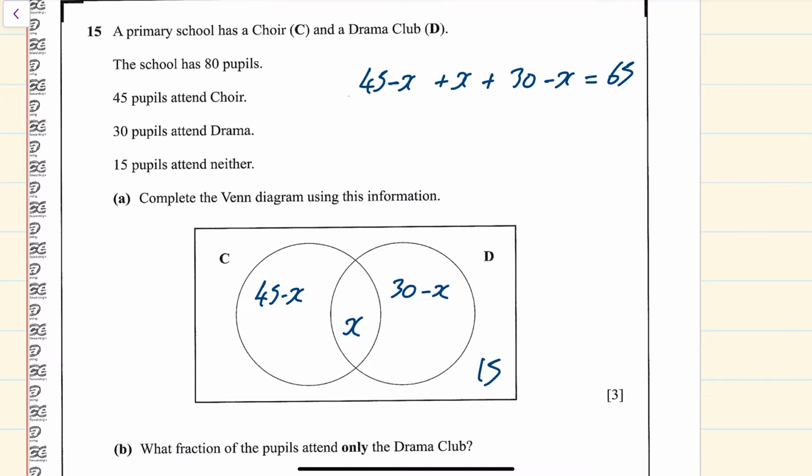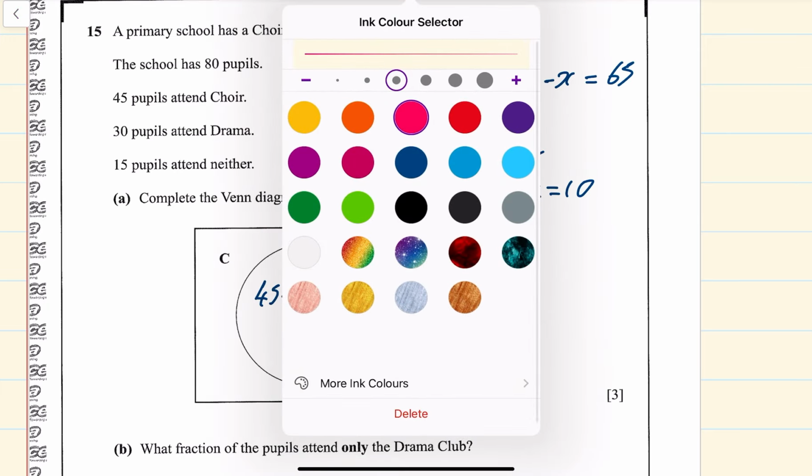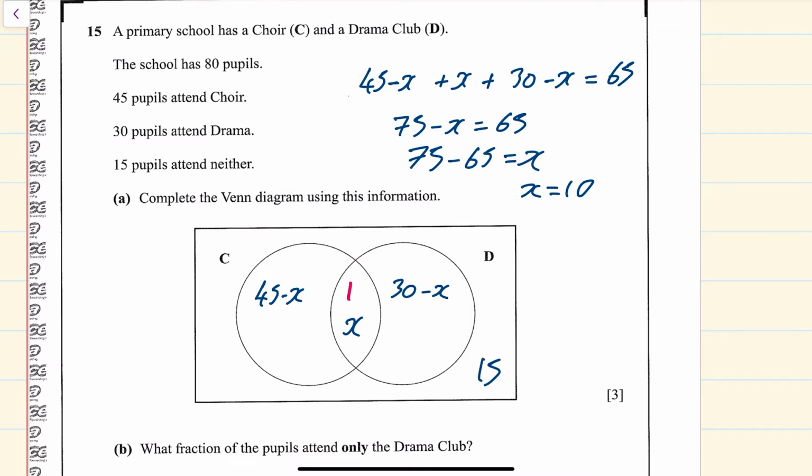Let's tidy that mess up. That's going to be 75 minus x equals 65. 75 minus the 65 then equals the x. X works out to be 10. If you've got a better way of doing that, good for you. I am not good at those. I'm not quick at them. That's the way I have done it.